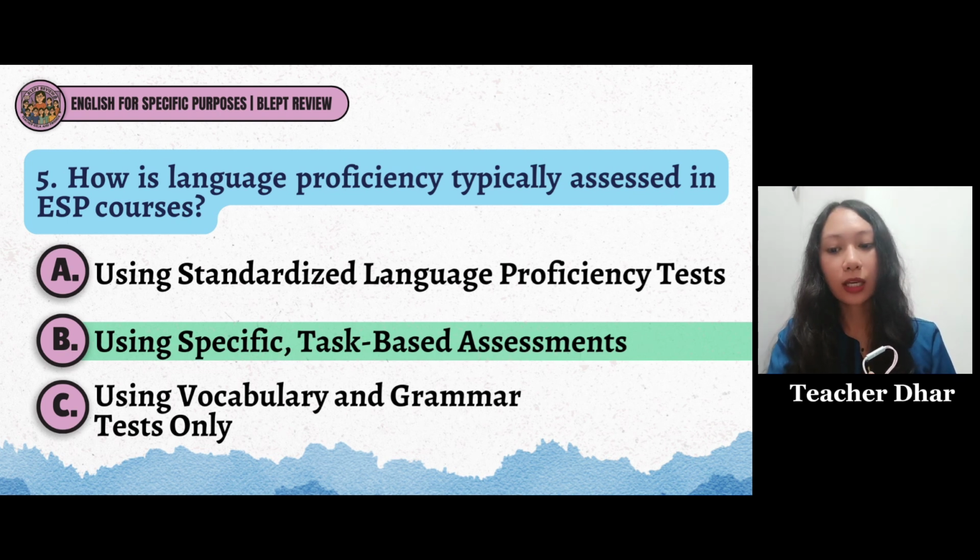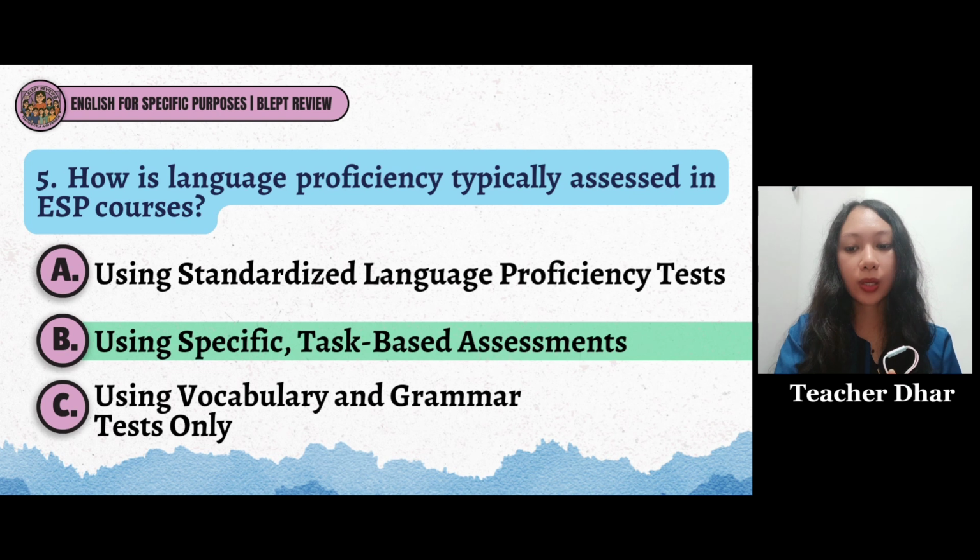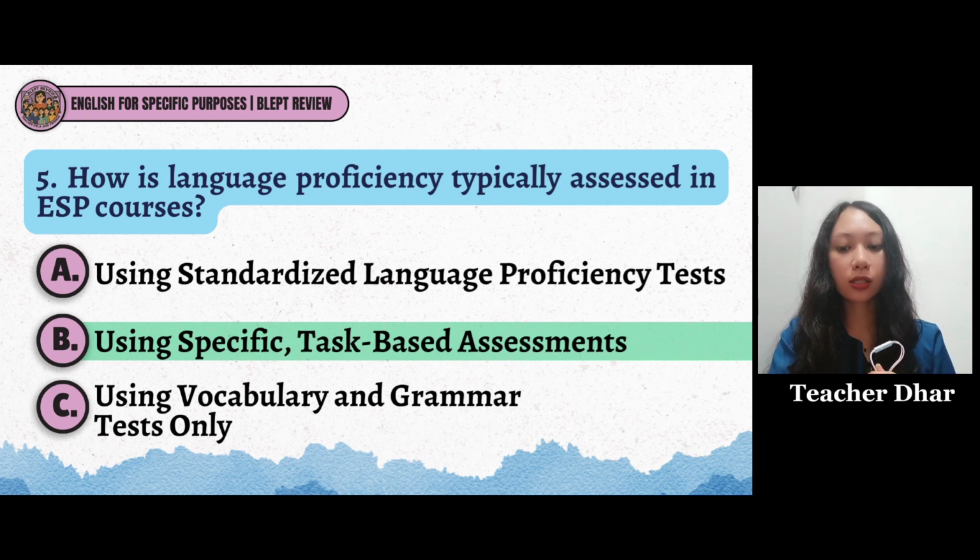Alright? Meanwhile, the other two options are incorrect because letter A, standardized language proficiency tests, may not accurately reflect the specific language needs and context of ESP learners. And letter C, vocabulary and grammar tests only, may not provide a complete picture of learners' language proficiency, as ESP emphasizes practical communicative skills. Alright, now let's proceed to the number 6 question.